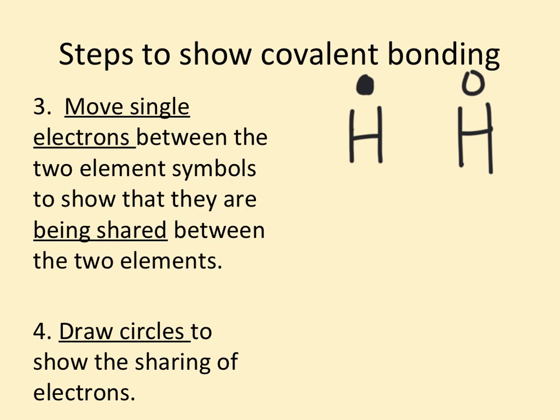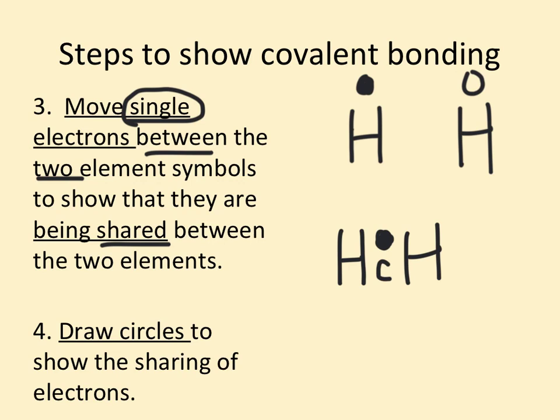Now I need to show how these guys are going to share their electrons. So I'm redrawing this, moving any single electrons in between the 2 elements that I'm working on. Here I have 1 single electron, missing 1 from its pair, and here I have 1 single electron, missing 1 from its pair. As I redraw these, I want to draw them in between the 2 elements I'm working with. So here's my hydrogen. This one brought 1, this one brought another. They are now in between and they are being shared.